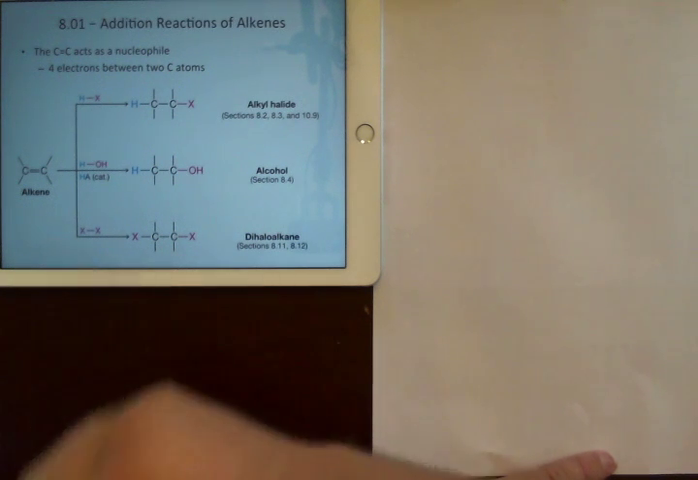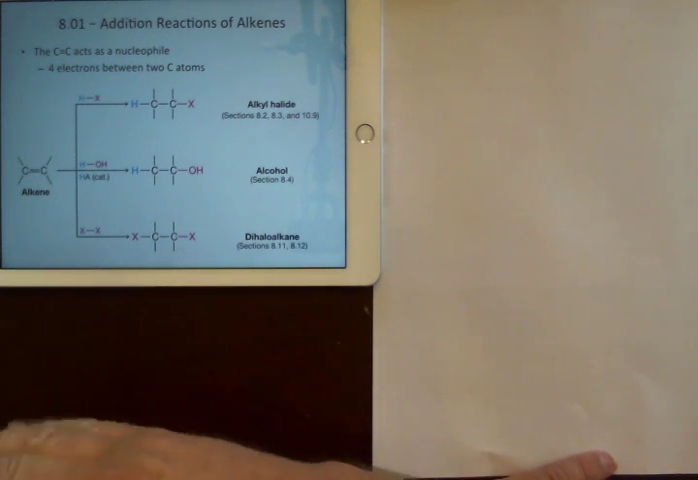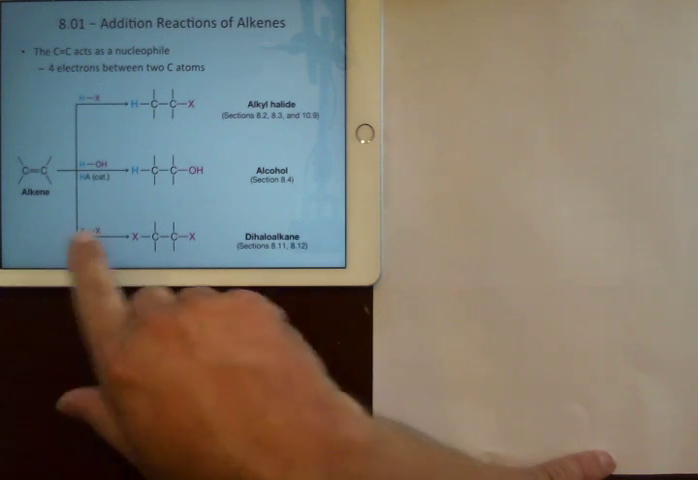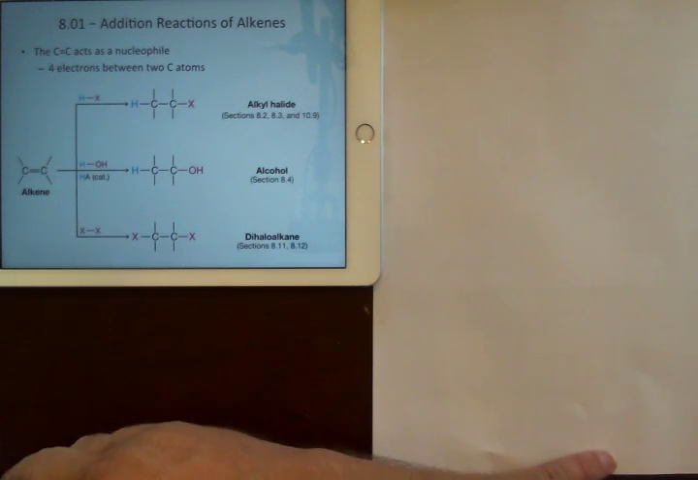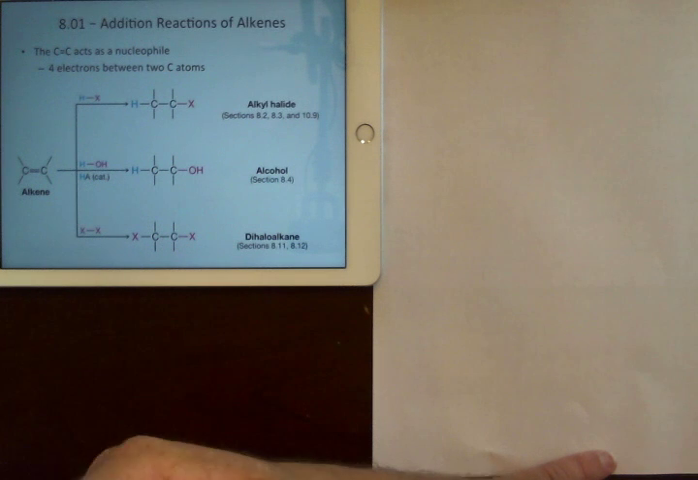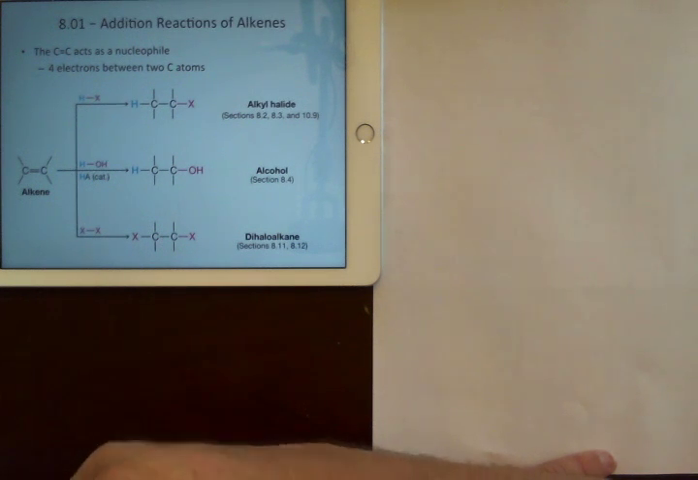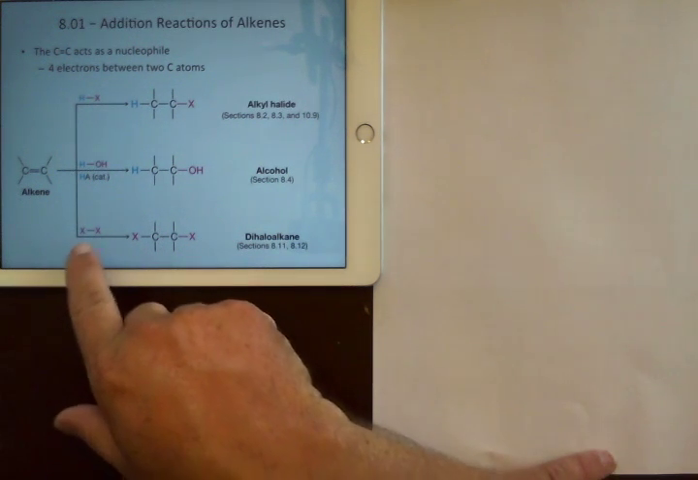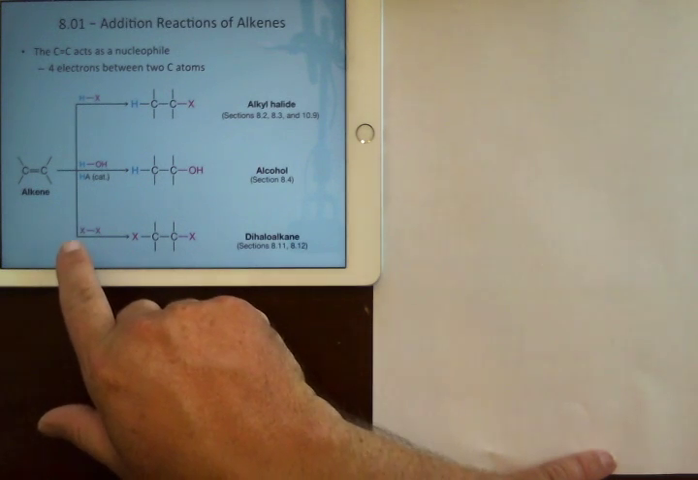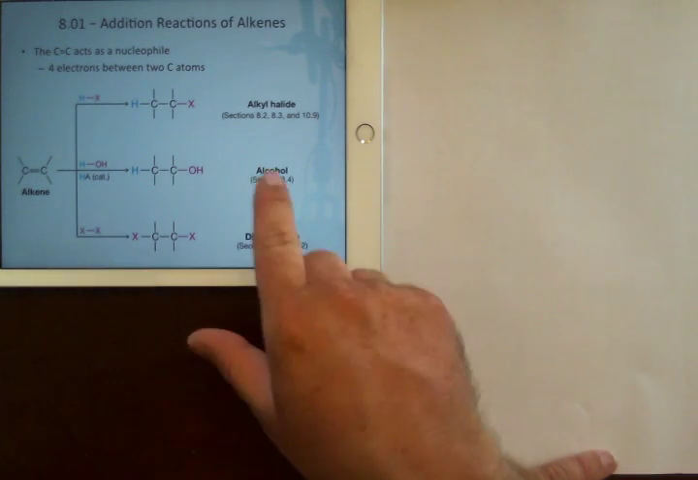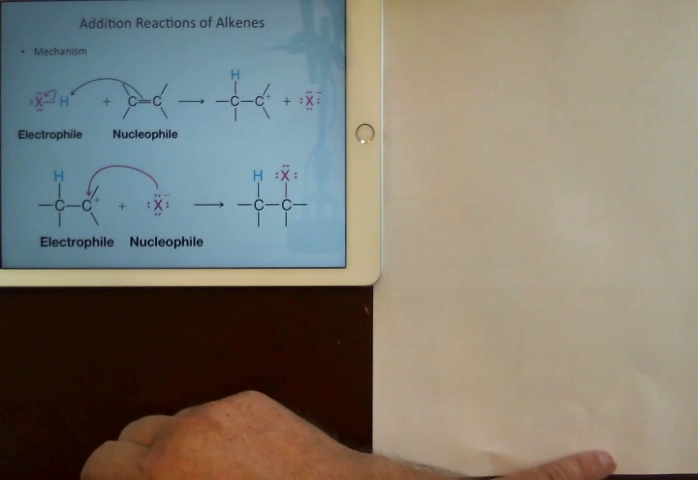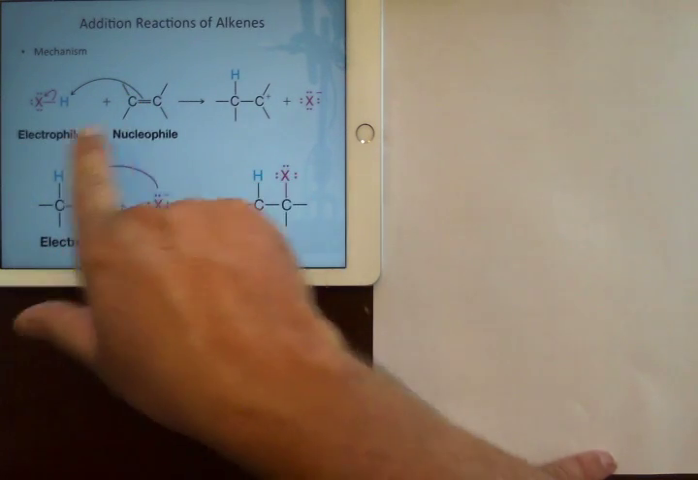Now you're going to have to put a little bit of an acid catalyst in there, and we'll show you how that works. You can also put in just regular bromines, chlorines, the actual diatomic molecules here. But again, we're adding one on one side, one on the other. A lot of these mechanisms are going to work the exact same way.